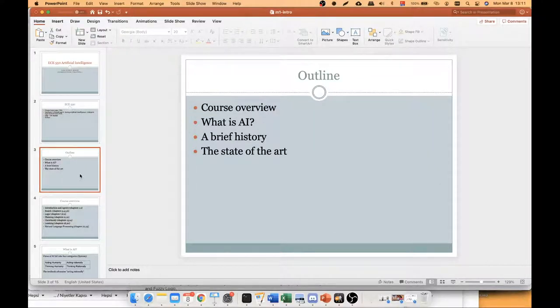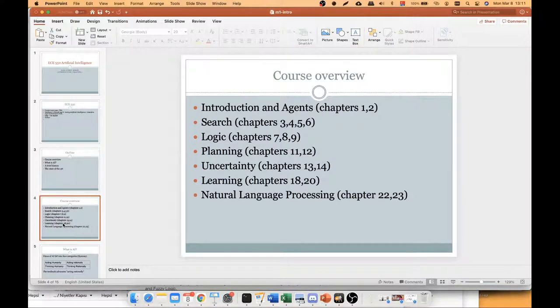Okay, for today, we will make a course overview, an introduction to the course. We will talk about what is artificial intelligence, okay? So what is artificial and what is intelligence? We will cover these terms before we start everything. We will talk about a brief history of artificial intelligence and then state-of-the-art applications of AI in the current world, okay?